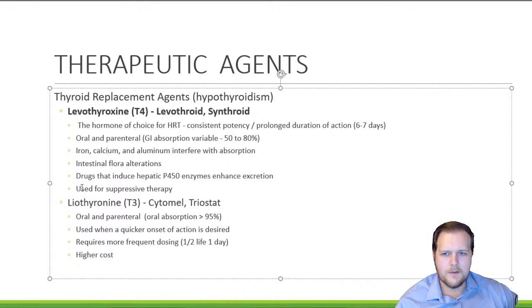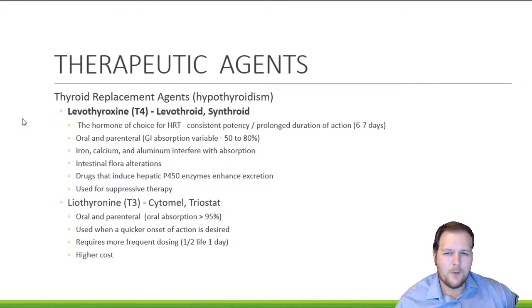And in some cases, we also use this for suppressive therapy. So for instance, if we have a patient who maybe has a pituitary tumor, and they are producing too much TSH, you could use it as suppressive therapy because this will still satisfy that negative feedback loop and shut down production of both the hypothalamus and the anterior pituitary in those cases there. So a couple different ways you can use that.